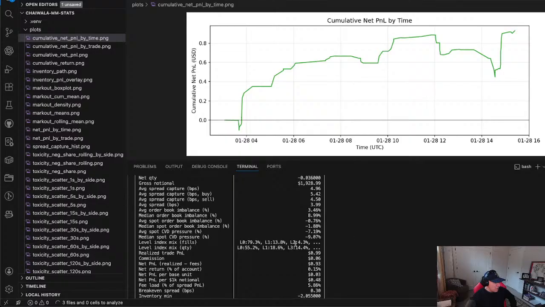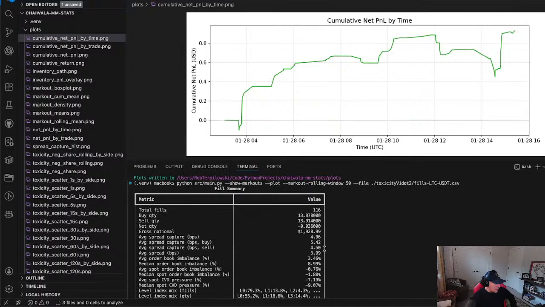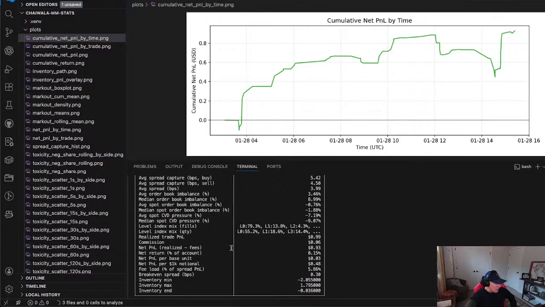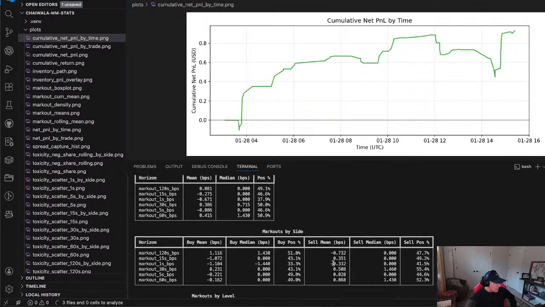Okay, so 80% of our fills are at level 0, 13% at level 1. So that's pretty good balance. Dollar realized commission is 6 cents. How many trades we got? 116 trades and notional value of $1,900. Net P&L 93 cents and a net return of about 15 basis points. So looking promising.